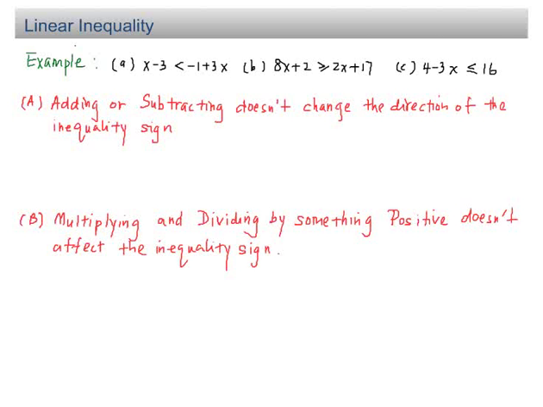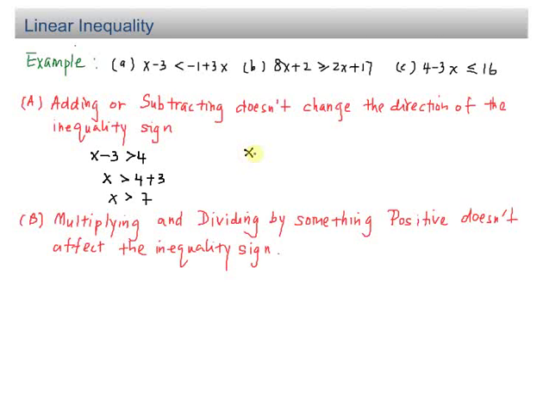So, a few important points to know about inequality. First, adding or subtracting doesn't change the direction of the inequality sign. What does that mean? For example, if I have x minus 3 more than 4, you bring over -3, it becomes plus 3. x more than 7. You see, when you add a number, it doesn't change the inequality sign, more than. So the final answer is x more than 7.